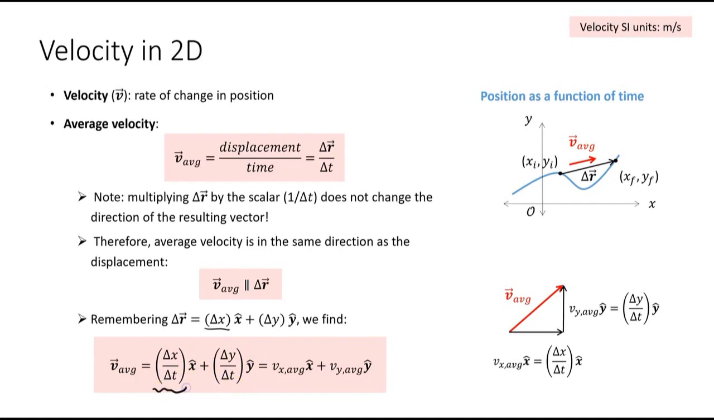And hopefully we recognize delta x over delta t from our one-dimensional kinematics chapter. That was just what we called our average velocity in the x direction when we were talking only about one-dimensional kinematics. And so we can call that Vx average here, so it's our average velocity in the x direction. And then similarly, we can call delta y over delta t Vy average. And so we see that V average is just going to be equal to Vx average x hat plus Vy average y hat. So in other words, it's just going to be an average velocity in the x direction plus an average velocity in the y direction.